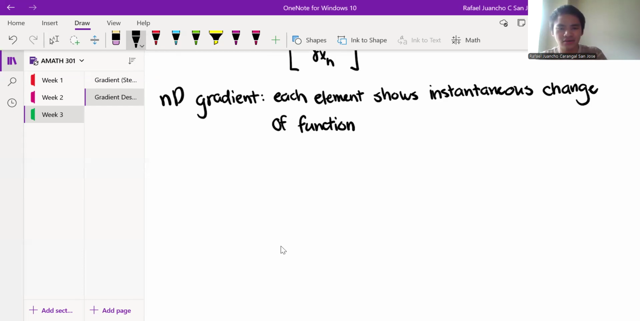Okay, and here another fact that we might want to consider is that the vector is also the direction of the steepest descent.